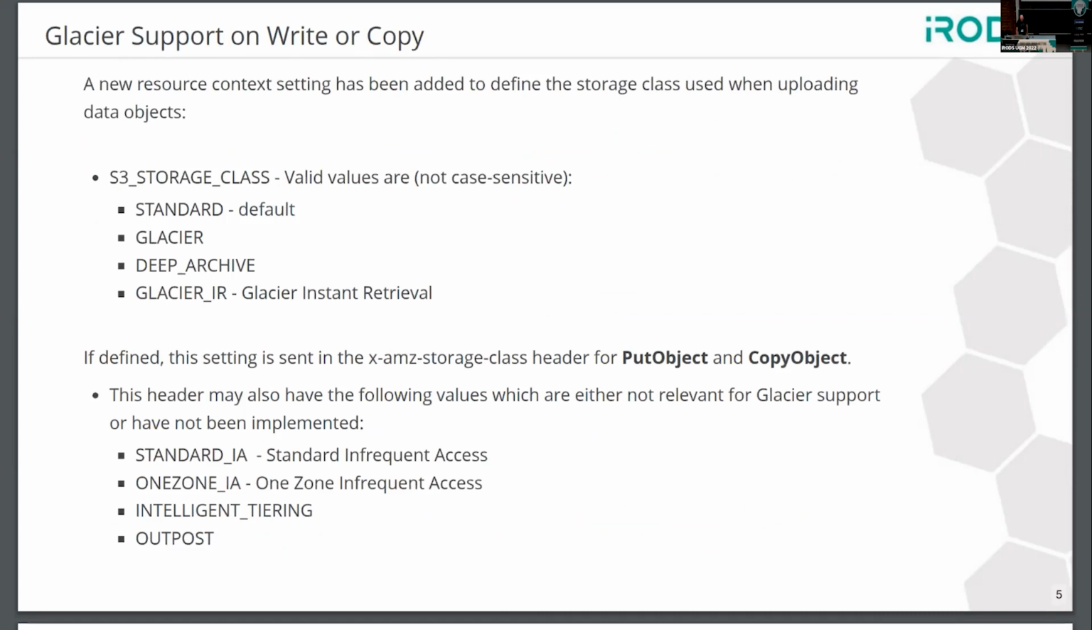Okay, on a write or a copy, we need to send what storage class we want the object to go to. The default is just S3, and that's the standard, so it won't go into archive. But you can also set it to either Glacier, Deep Archive, or Glacier Instant Retrieval. And so again, this is in the context string of the S3 resource. So you'll set the S3 storage class to one of these 4 values.